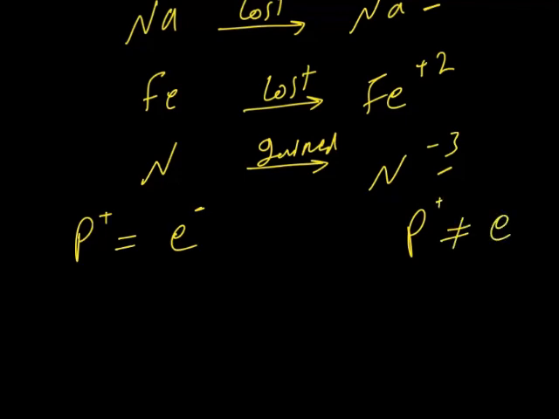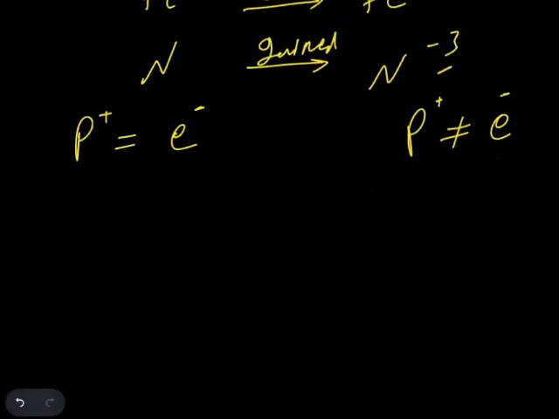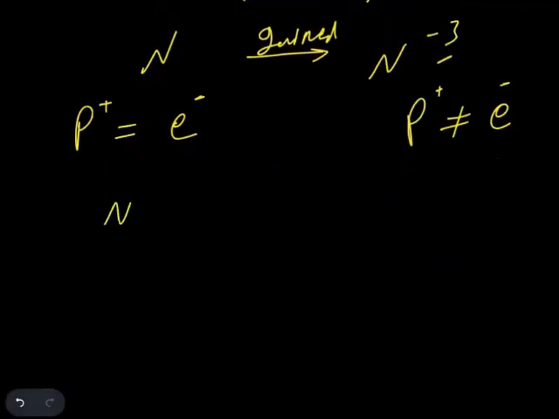How is that possible? Now, let's take an example for sodium, Na. Na has atomic number 11. What does it mean, this atomic number 11? It means that the number of electrons equals 11 and the number of protons equals 11.